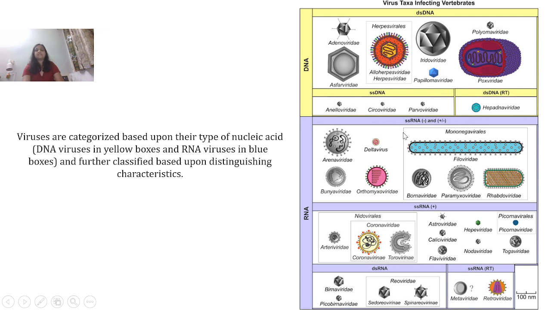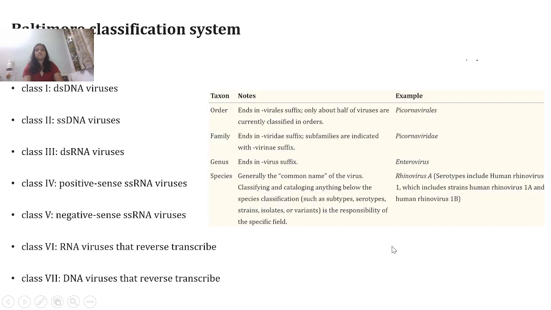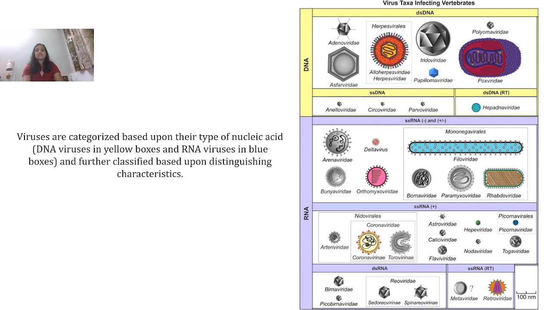Then come the RNA viruses, which can have a negative strand, or a positive or negative strand. For example, Arenaviridae, Bunyaviridae, Deltavirus, Orthomyxoviridae. These have a negative strand. And Mononegavirales, Bornaviridae, Paramyxoviridae, Rhabdoviridae can have a positive or negative strand. Then only positive strand, single strand, means they belong to class 5.